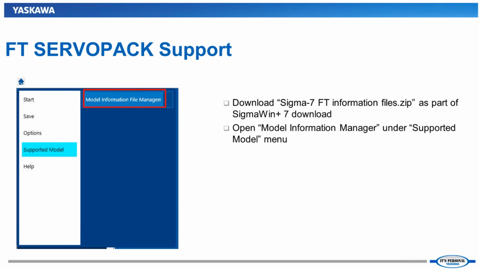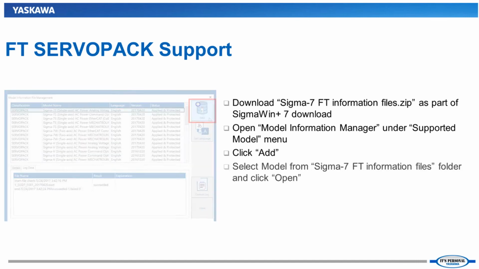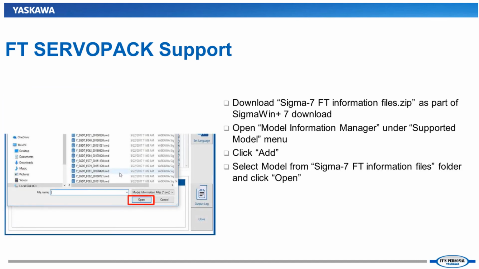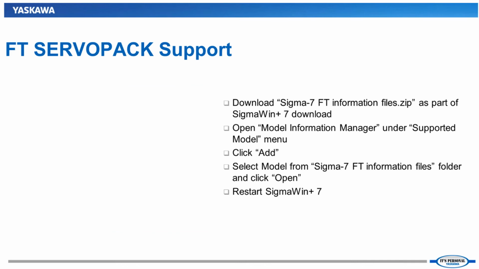You'll go through SigmaWin, go to supported models and the model information file manager tab. In the top right of that menu, you click add. You'll search for those parameter files that you downloaded from the Yaskawa website. Click open. And then once that is imported, it will require you to restart SigmaWin. So close and reopen, and you will have support for the new FT style servo pack.